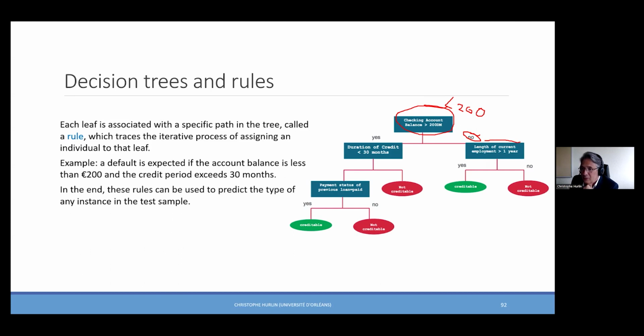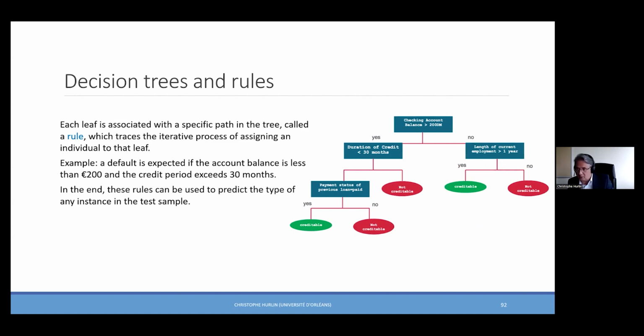If the length of the current employment is larger than 1 year, this is yes. And then for an individual of this type, my prediction is 1. Is it clear? So for each individual, I can associate a decision rule and forecast a value for him on the target variable. Is it clear about the interpretation of what we have in a decision tree?